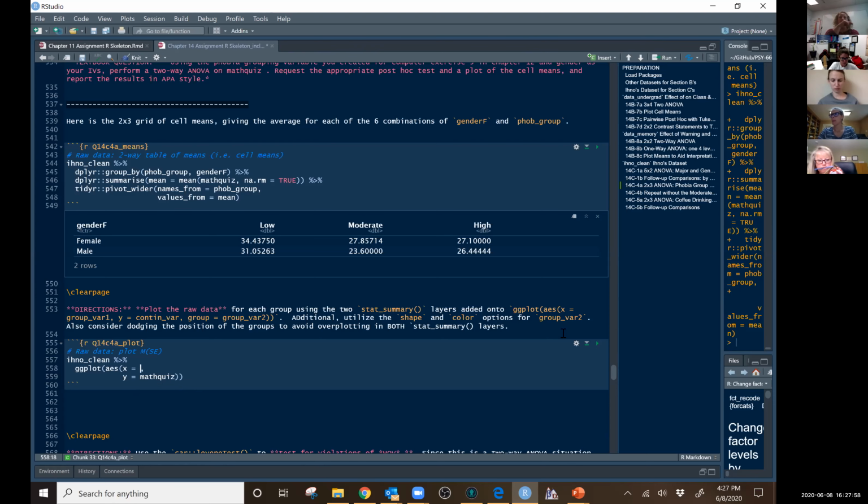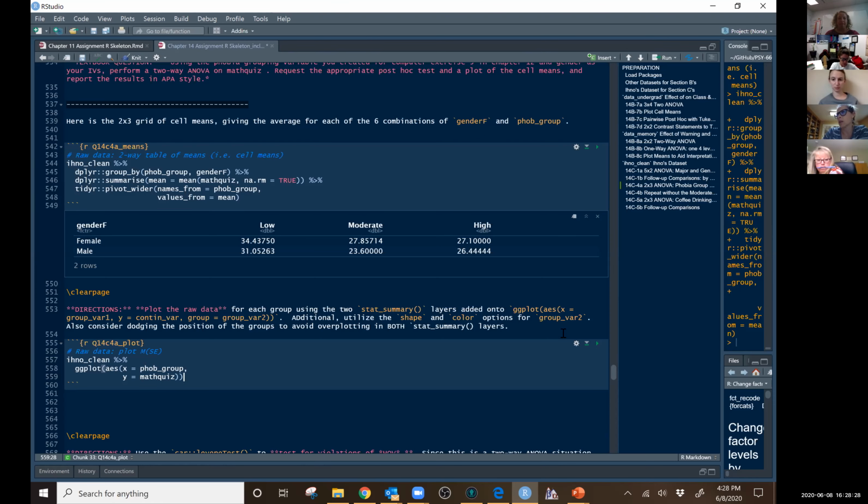Now, as far as our choice for our X variable, we can either choose gender or we can choose phobia group. If you have to choose between them, it's always better to choose the one that has more levels for the x-axis, or the one that's more ordinal. So out of the two, gender or phobia group, which one should we put for the x-axis? Probably phobia group. So I'm going to choose phobia group.